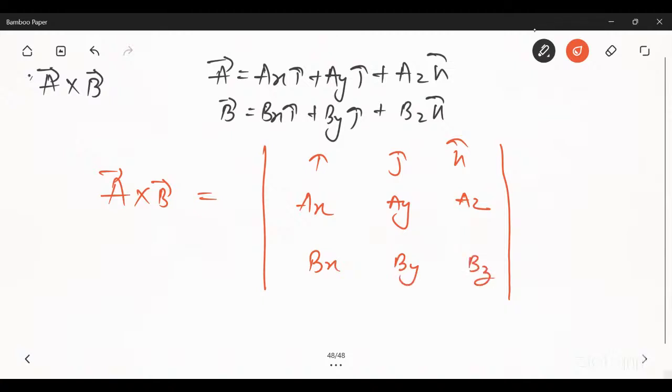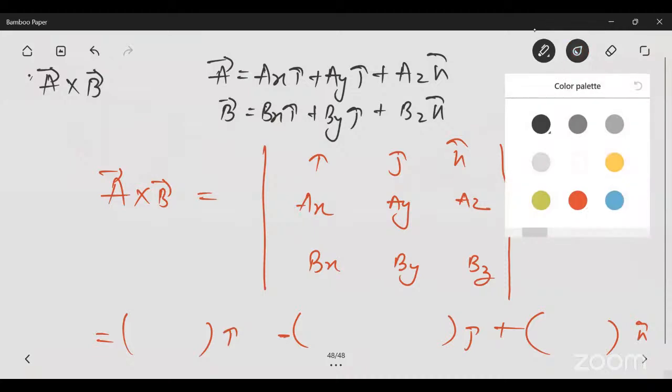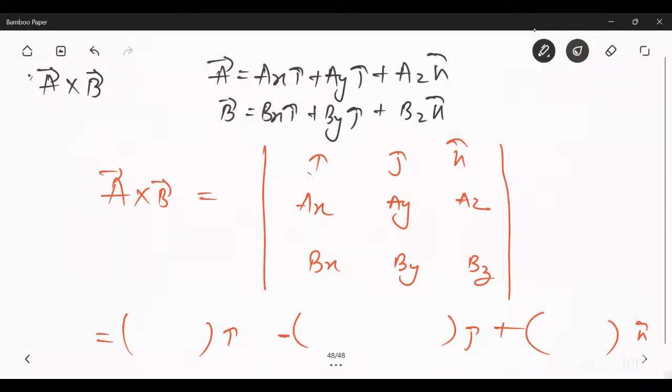Now we can find it. Firstly, write i cap, then minus of j cap. Always minus will be there in the middle term. Then next, k cap. So first is your i cap. How can you find i cap? i cap is first row, first column, so remove the first row and first column. So what will you get? Multiply these: AY into BZ minus BY into AZ.